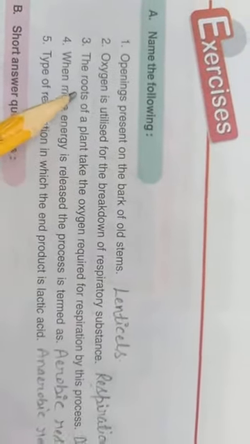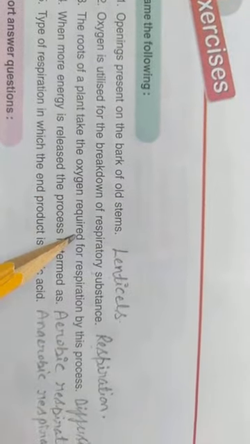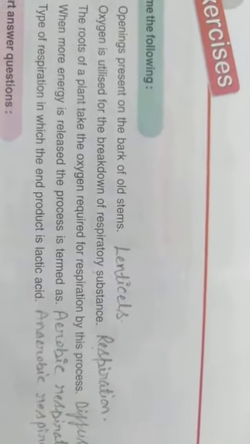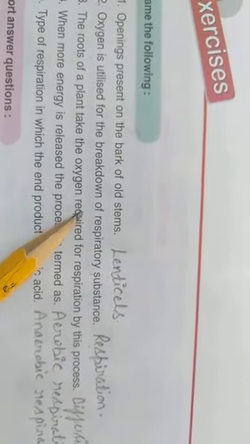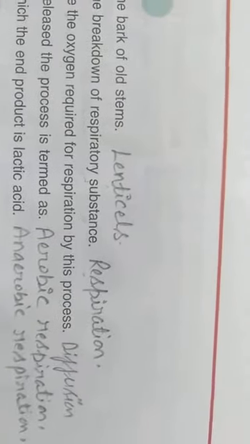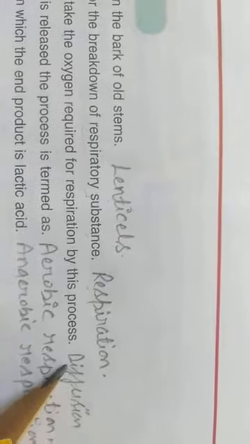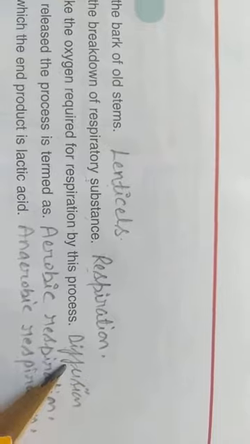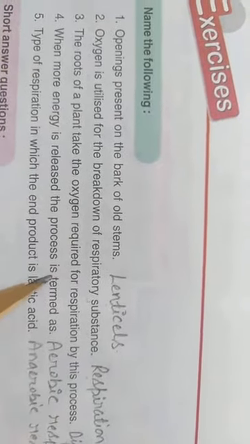Okay, third one is the roots of a plant take the oxygen required for respiration by the process. So the roots of the plant take the oxygen which is required for respiration by the process that is known as diffusion. Here you can see this, diffusion. Next one is when more energy is released, the process is termed as aerobic respiration.